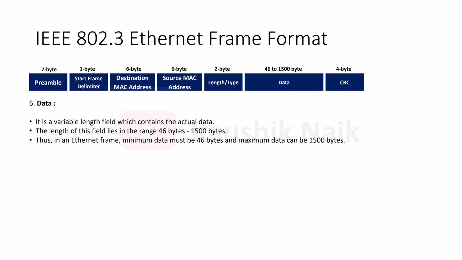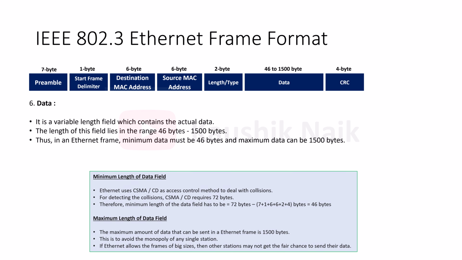Sixth field is the data field. Size of this field is not fixed and can vary depending on how long the data it contains is. But the maximum length it can hold is 1500 bytes and the minimum length it must hold is 46 bytes.